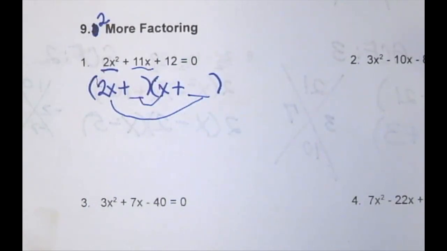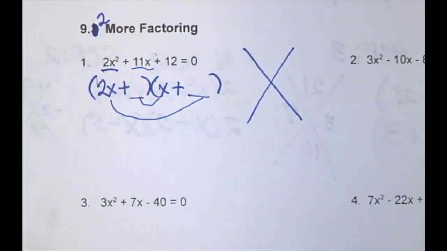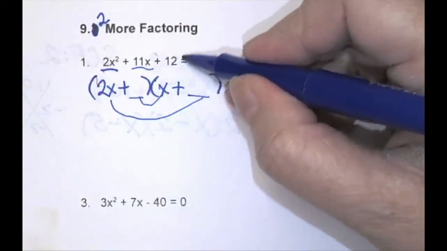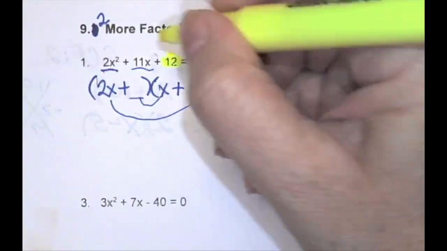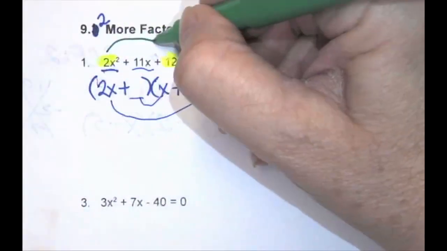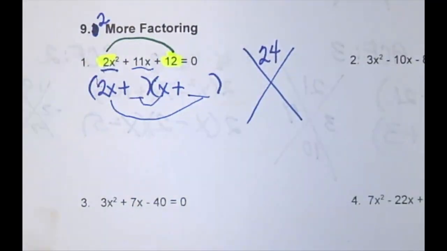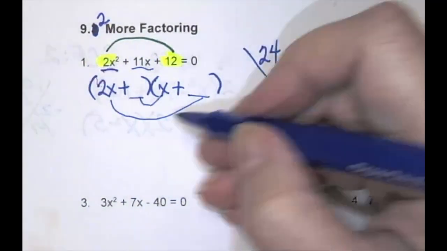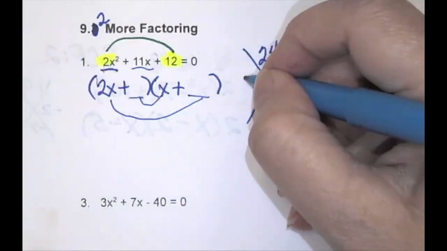Fortunately, someone smarter than I am came up with a little foolproof method that works every time, where you can still use your x, but instead of putting the 12 right here, you have to multiply the 12 times the 2 or it won't work. So the very first thing we're going to do is multiply the first times the last. 2 times 12 is 24. So I now want the factors of 24 that add to 11. You might see it quickly, you might not, but it's 3 and 8.